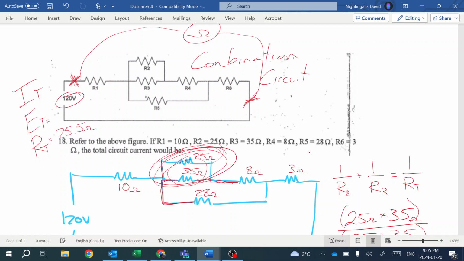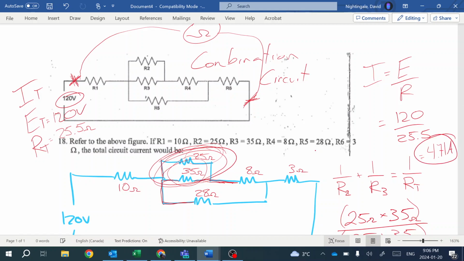All right, so my total resistance is 25.5 ohms. My total voltage is 120 volts. Now I simply have to use Ohm's law in its most traditional form. I equals E over R. 120 over 25.5. And that is going to give me 4.71 amps. And that is the answer to this combination circuit question.